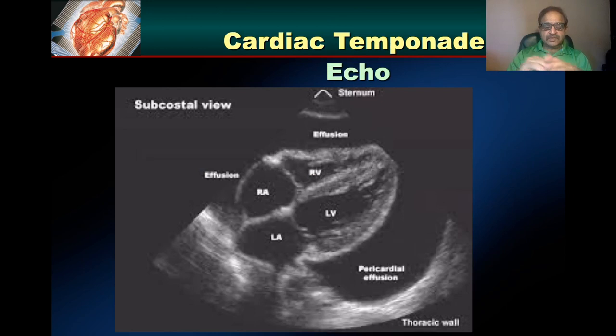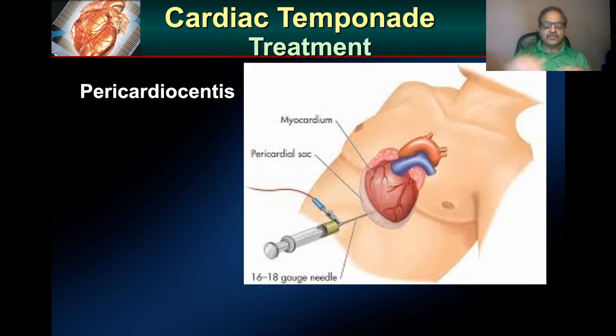Echo shows large pericardial effusion and you can nicely see the compression of the right ventricular wall in these patients. Very important evidence of cardiac tamponade, the compression of the right ventricle. And of course, the treatment is that you have to remove the fluid, and that is called pericardiocentesis.